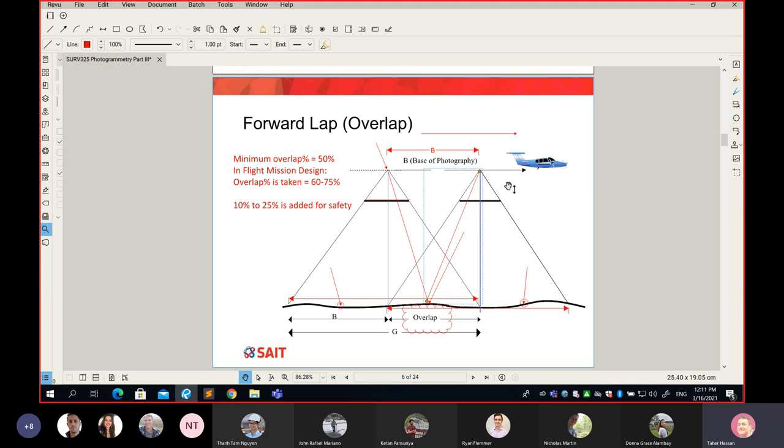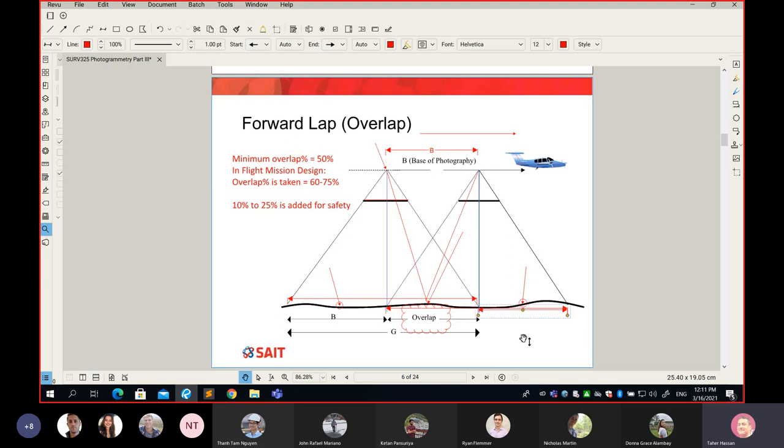Okay? Now, I'm asking you, what if we take another image by the same base? So I travel another B here and I repeat my third image. When you look at it, you will see this area will be covered in two photos. I'm referring to this area here, from here to there. So if I get my third image, this area will also be covered by two photos, and it will go on and on and so forth. Now I'm asking you, what do you think about the overlap percentage?